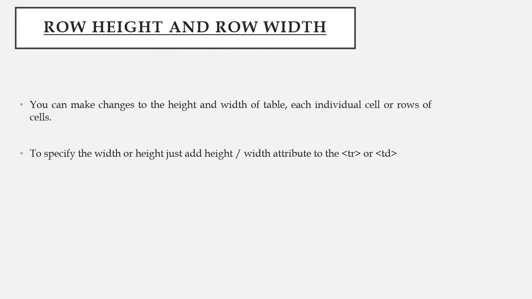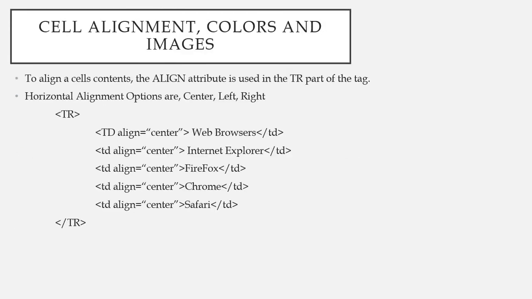If you want to specify the height and width of the table, in the table tag you add the height. If you want to specify the height of a table data row, in the tr tag add the height attribute. If you want to specify the height of a particular data cell, add the height or width attribute in the td. Next we will see cell alignment.